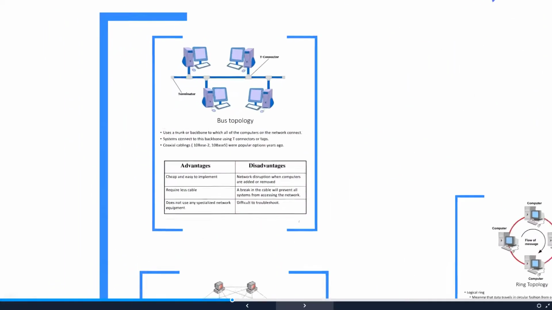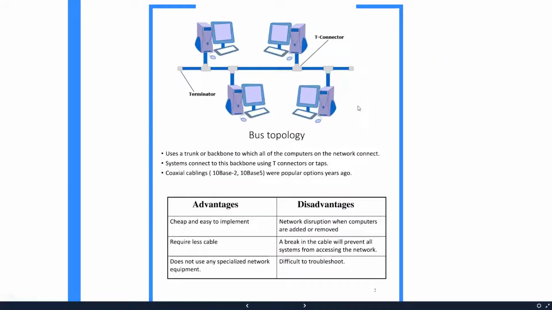To make it more concrete, this is an example of a bus topology. You have a line here with a terminator on both sides, and all the computers are connected in one line. It uses a trunk backbone to which all the computers on the network connect. And you have here the advantages and disadvantages.